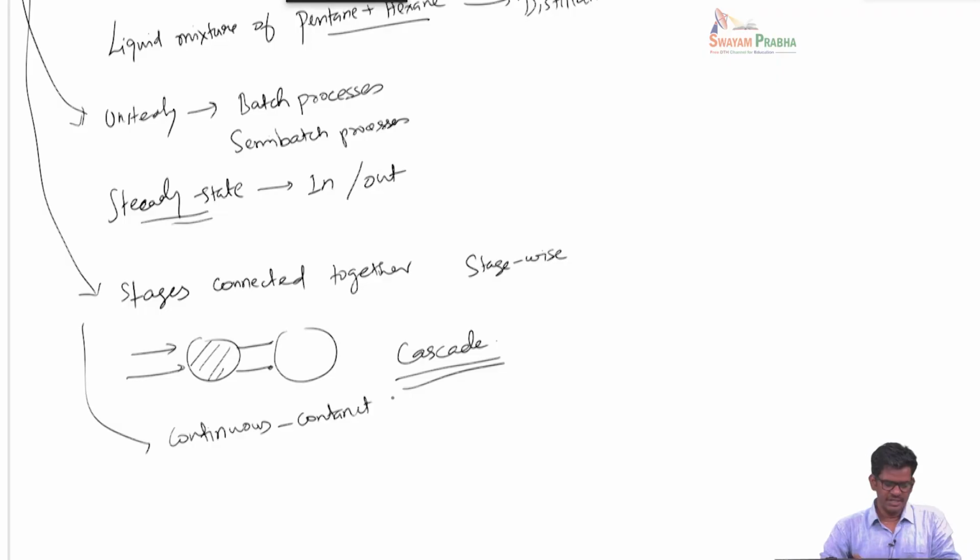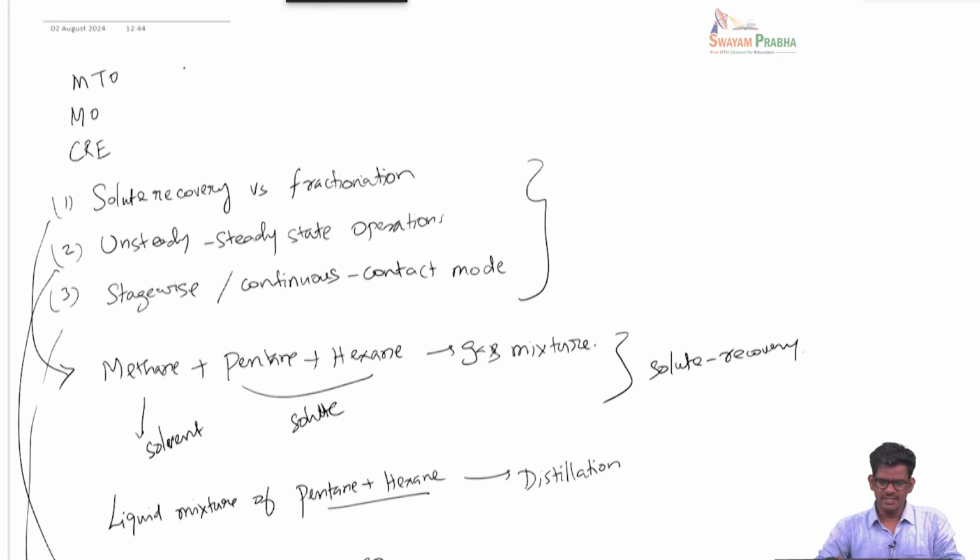The reason why we are distinguishing between stage wise and continuous contact is because the design principles are quite different for the two. As we are going to see further, for any particular operation like distillation or absorption, when you conduct it stage wise or continuous wise, the design principles are different. So we have to take those into account. These are three different ways we have to think about conducting mass transfer operations.